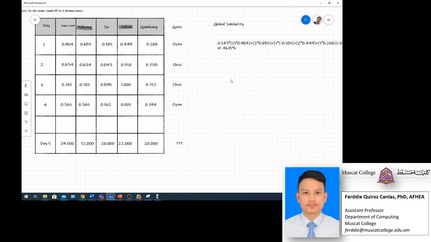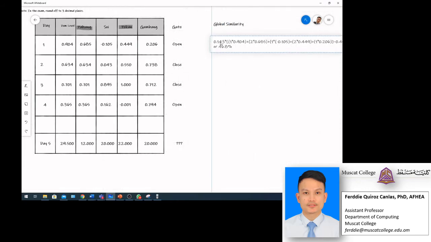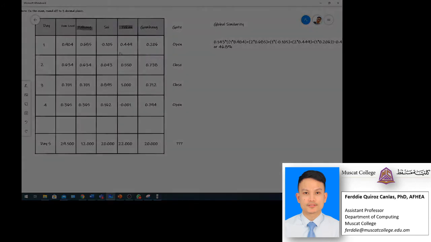So based on our computation, day 1 is 46.8% similar with day 5. So let's try to calculate 2, 3, and 4. Okay? And then later we will see which solution for the gate we're going to adopt for day 5. Are we going to open or close the gate in day 5? So as of the moment, we have 46.8% similarity for day 1.